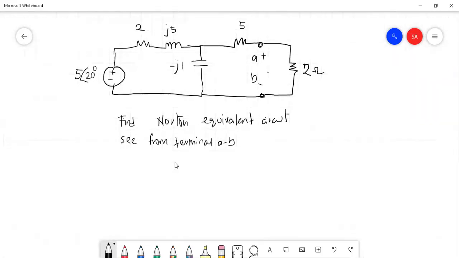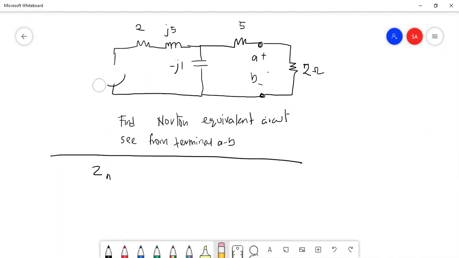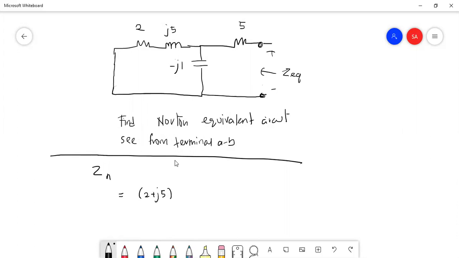So let's first find the Norton impedance, Zn. To get Zn, what you need to do is kill all the independent sources. So the voltage source is killed, meaning that the voltage source is short circuited, and the load needs to be disconnected from the circuit. Then you can calculate the equivalent impedance Z seen from this load terminal. From here, we can see that Zn can be calculated as 2 plus j5 in parallel with the capacitor, and then this is in series with the 5 ohm resistor.